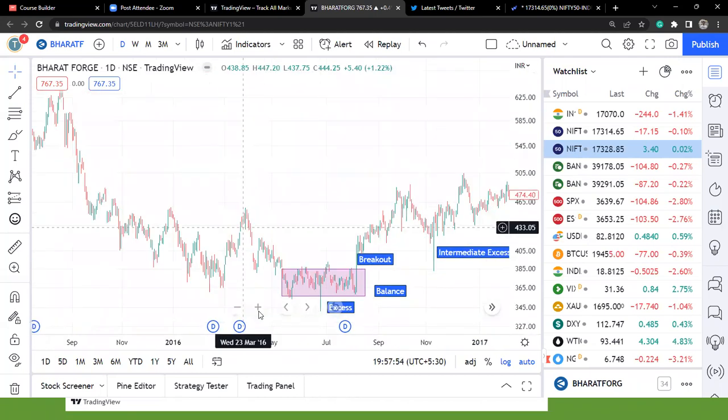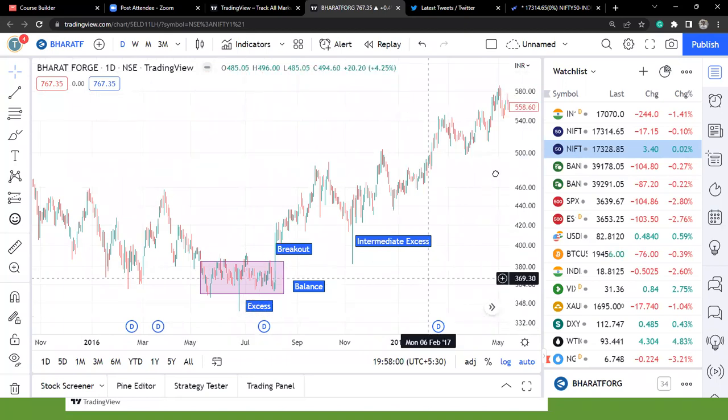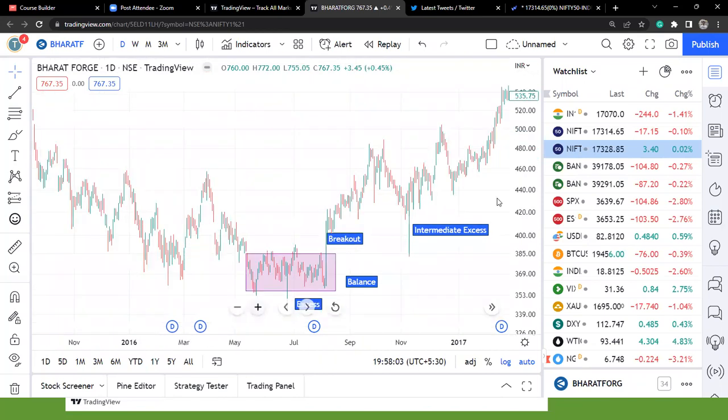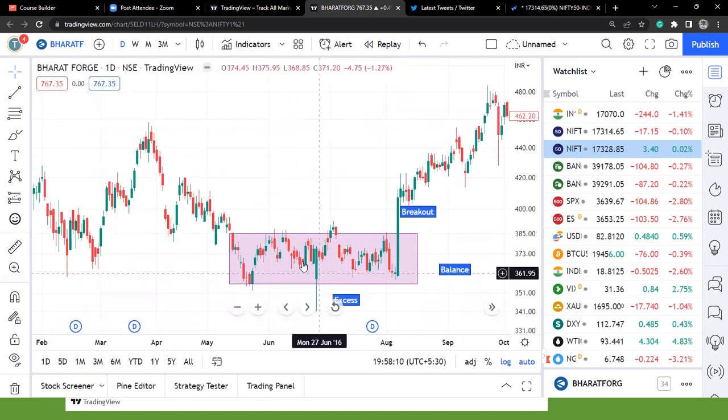So we had an excess. Excess is what? Tail. Let me show you. I'll go and zoom it out further. So this is how the excess happened. You can see the excess, right? It's a very deep cut and then a deep pullback. That's a nice and cool excess.